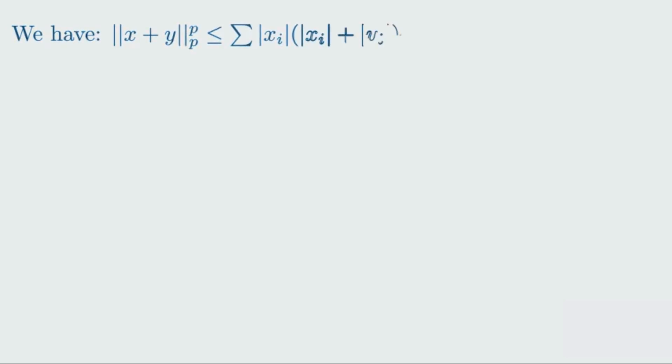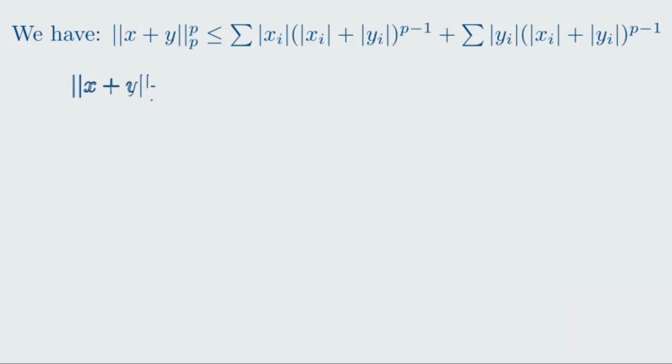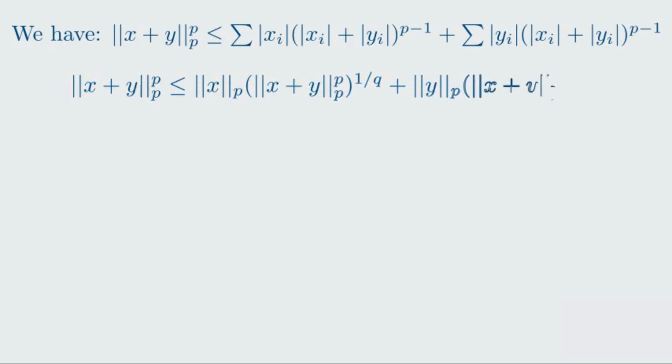We have arrived at the climax of our proof. We have all the pieces, and now we'll put them together to reveal Minkowski's inequality. Let's combine our results. We started with the inequality that the pth power of the p norm of x plus y is less than or equal to the sum of two terms. We then used Holder's inequality to find an upper bound for each of these two sums. Now, let's substitute those bounds back into our main inequality.